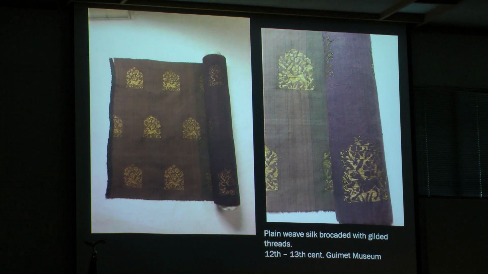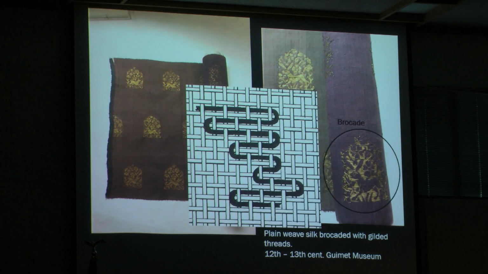This purple one is from France, and here you can see the brocading weft on the reverse of the textile. So this is finally our real brocade. The brocade is a textile with an extra weft that creates a pattern only in a single spot of the whole surface without touching the edges.